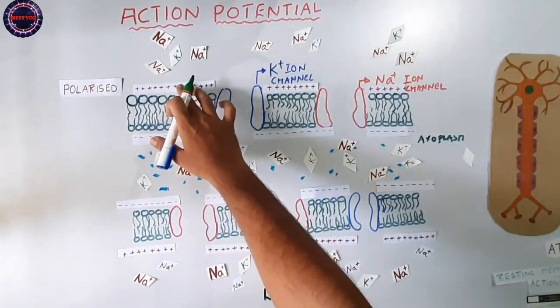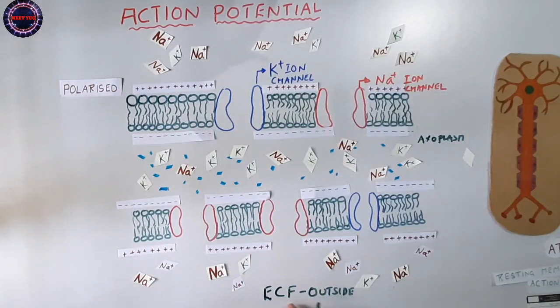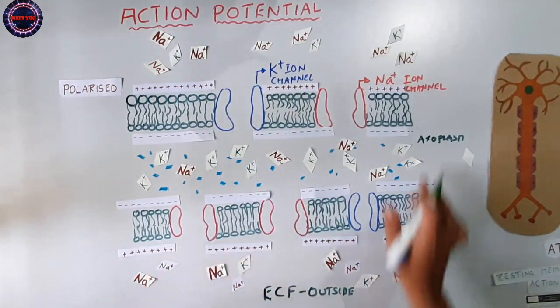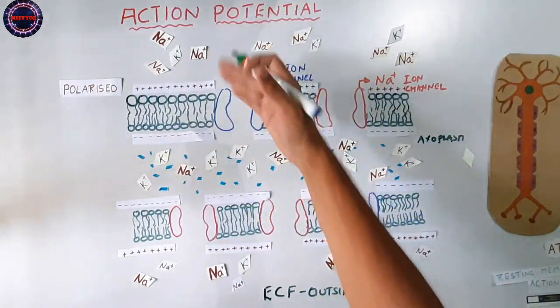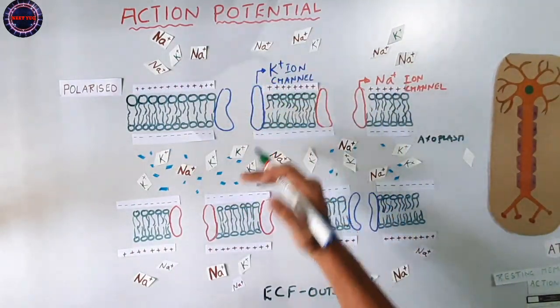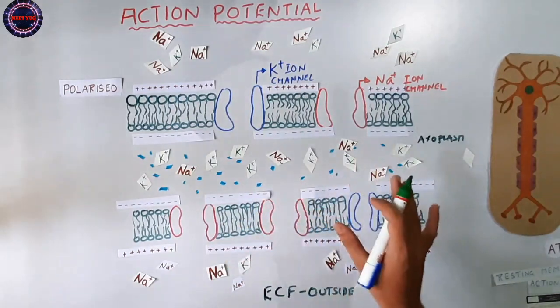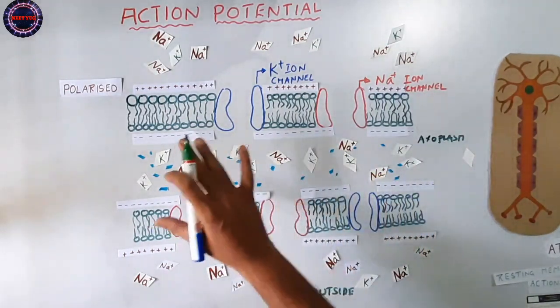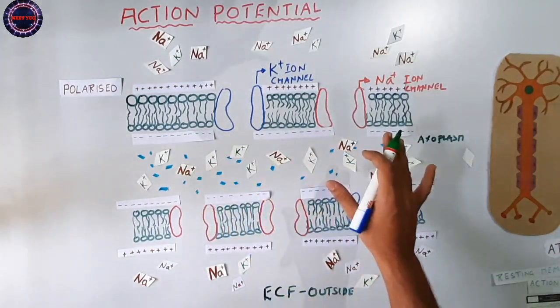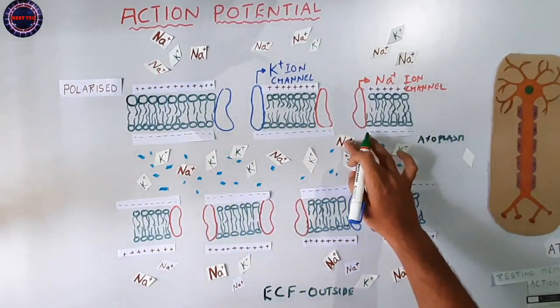And outside the plasma membrane, that is in the extracellular fluid, outside the neuron, you could see positive charge, correct? So this is positive charge outside. Inside it is negative, outside positive, inside negative. I'll tell you the reason behind it. The reason is when the neuron is not conducting action potential, it is actually at rest. It is completely at rest. And you could see the ions here.